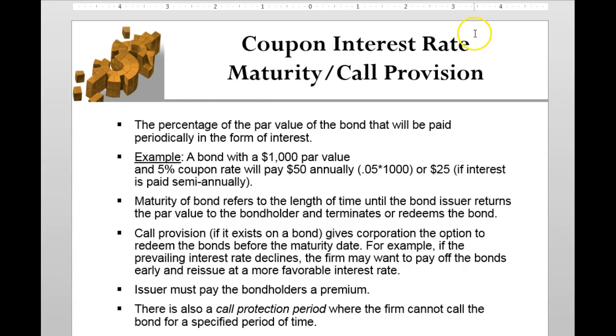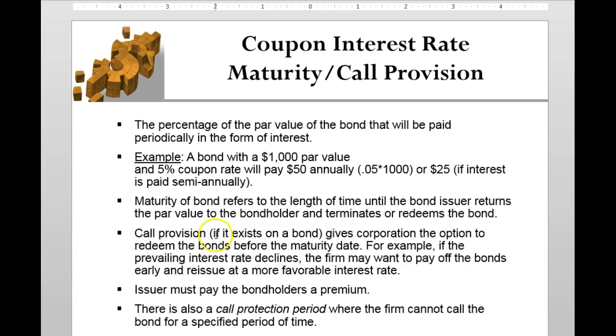And you've got your coupon rate interest, your maturity, and the call provision. I pretty well explained those, but a percentage of a bond will be paid periodically in the form of interest, right? That's the coupon rate. So if the coupon rate is 5% on a $1,000 bond, they'll pay you $50 a year in interest. Or if it's paid semi-annually, which most bonds are, it would be $25. The maturity of the bond is talking about the length of time until it matures or until it can be redeemed.